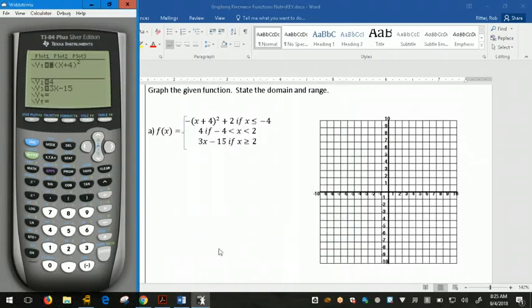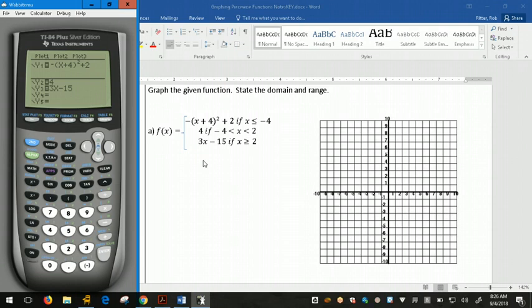Our next learning target is to be able to graph piecewise functions and state their domain and range. So I've taken these three pieces, the opposite of the quantity x plus 4 squared, oh, I forgot the plus 2, so I better add that, plus 2. The next one being 4, so that'll be y equals 4, a horizontal line. And then the linear function 3x minus 15. I put those into my graphing calculator, and I'm going to make some tables so that I can graph these. And I'll put the tables right on my paper.